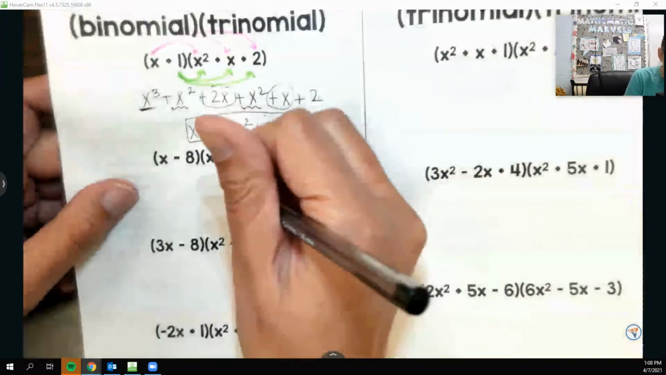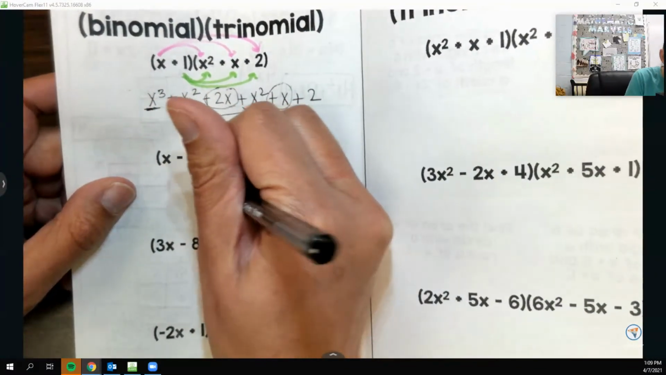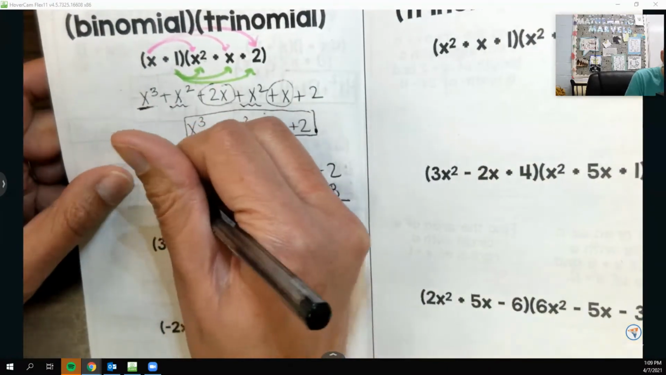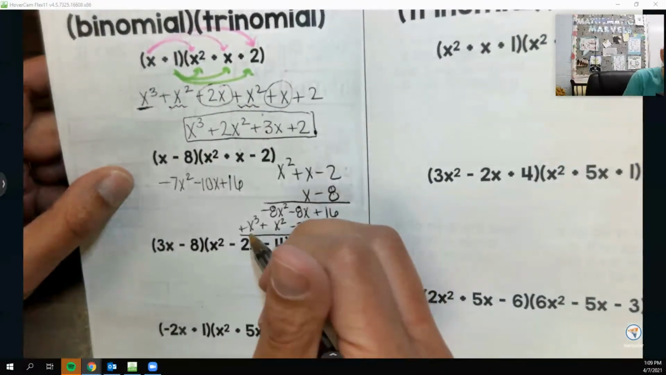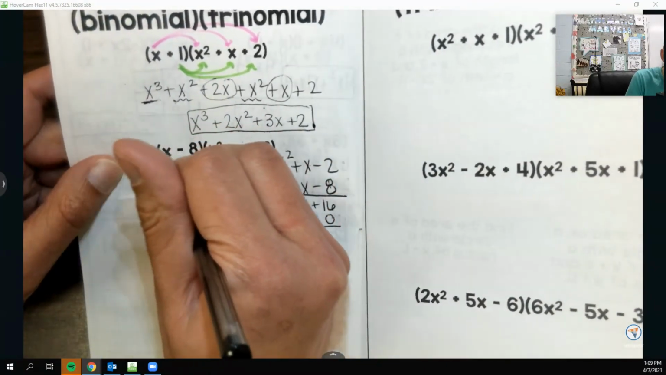So I have 16, and then negative 10x, and then negative 7x squared, and then x to the third. I don't know why I kind of did that backwards, but.